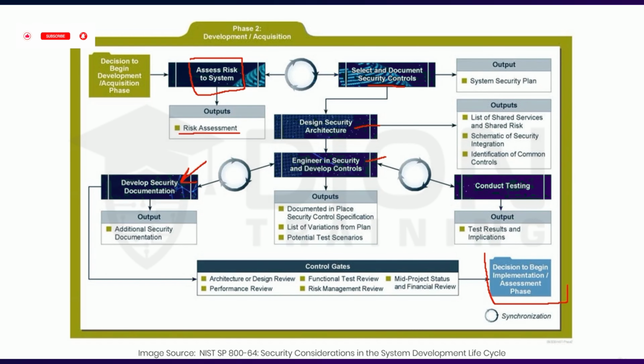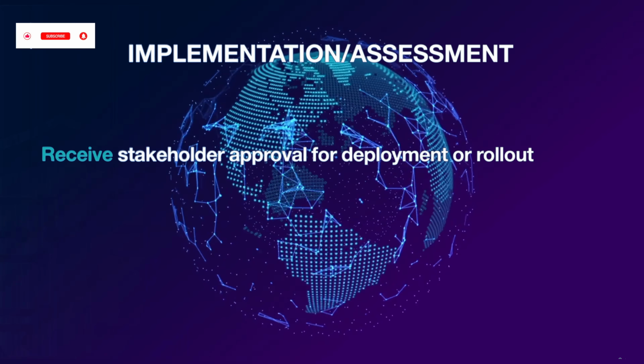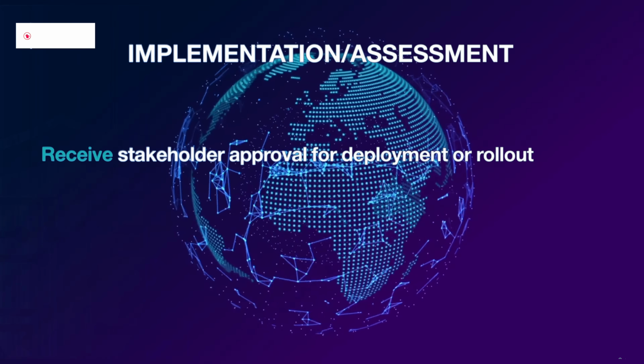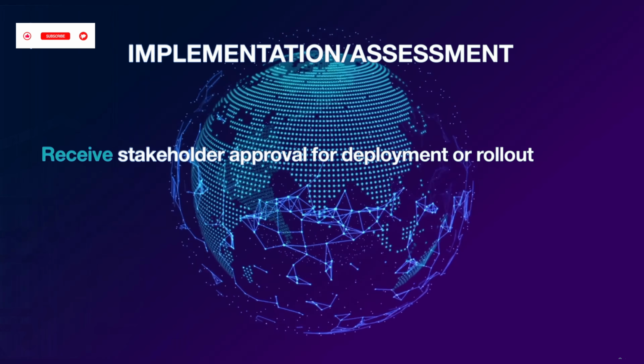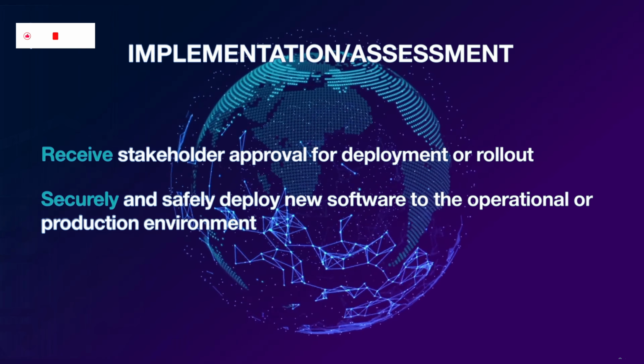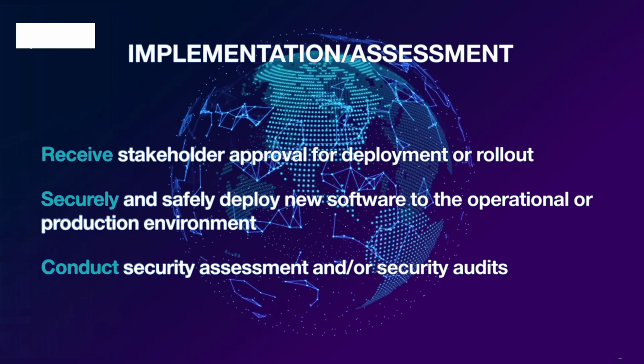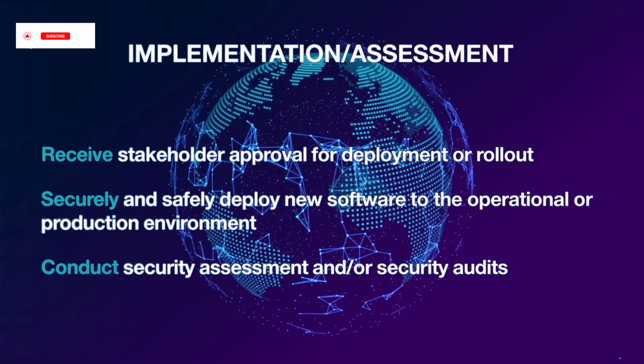So now once we move here, this is where we are going to receive stakeholder approval for the development or for the deployment or the rollout of the software application or the system components, whatever we are developing. We also want to securely and safely deploy that new feature to operation or production to make sure that we don't impact business operations. And then once it is deployed, we want to conduct a security assessment or a security audit for compliance purposes. So once it's deployed, we want to make sure it's being deployed correctly.